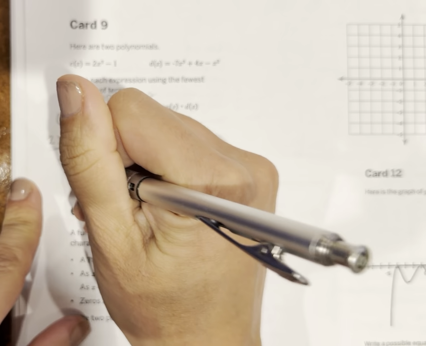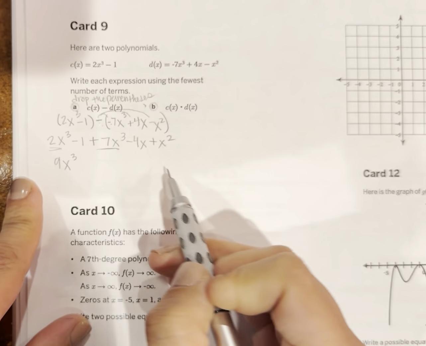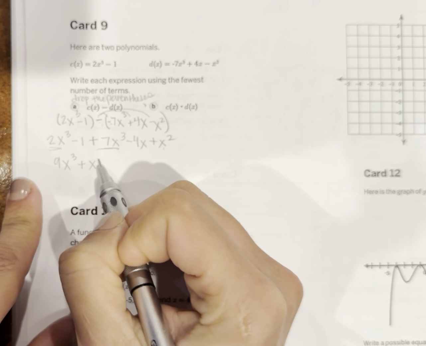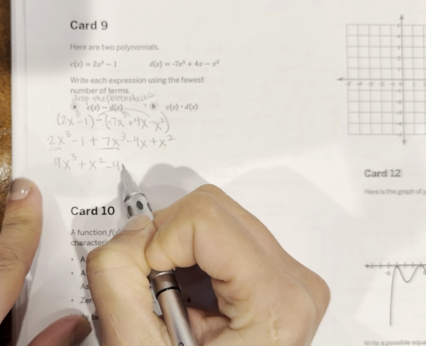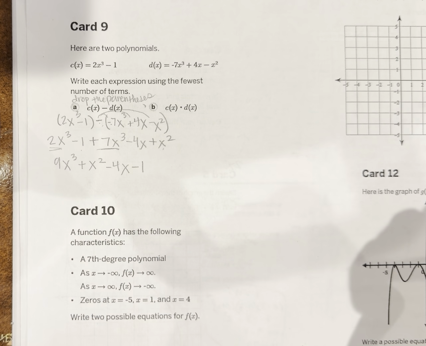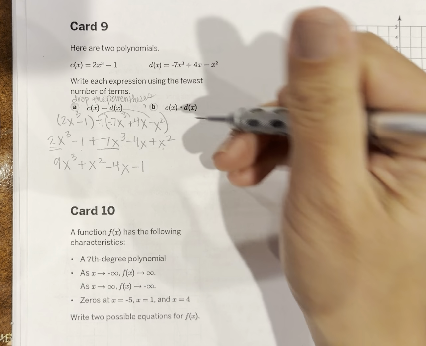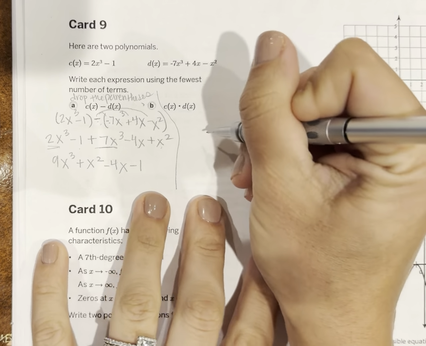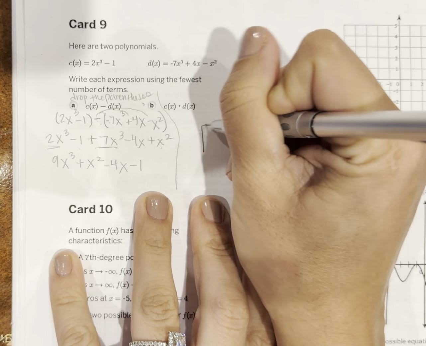These guys. Next, I want to put the next biggest term, which is the x squared. And then the minus 4x. And then the minus 1. Okay? That's standard form. That's how we like it. That's perfect. Okay. And now they want me to multiply, which means the box again.